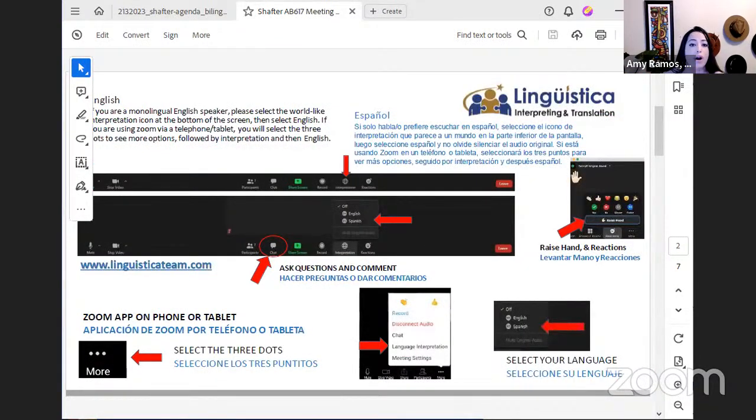As part of our meeting tonight, let me make sure that you all can see my screen here. We are offering simultaneous translation from English to Spanish. What you should see now on your screen is a little globe icon that indicates which language you can select for tonight's meeting. If you are a monolingual English speaker, please select the globe that has the word English so that you can listen to tonight's meeting in English. And if you would like to listen to tonight's meeting streamed in Spanish, please select Spanish.